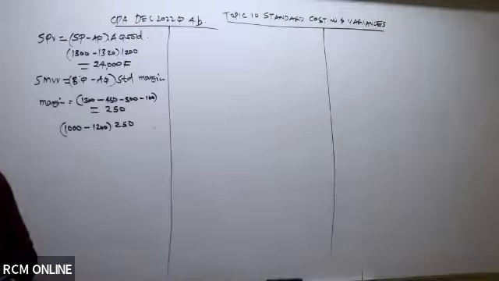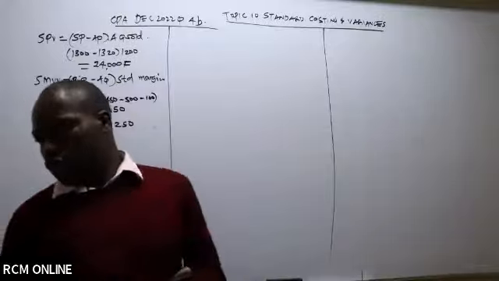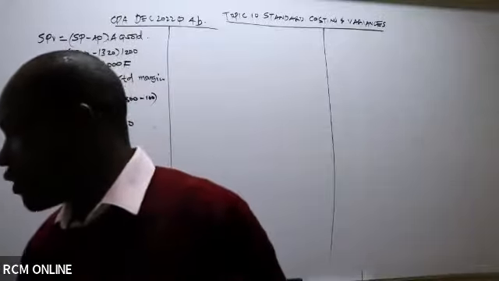What is the budgeted quantity? Someone to help us. Budgeted quantity to be sold, how many? What were we given in the question?